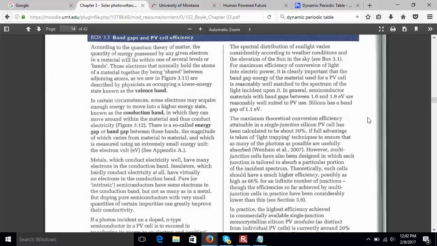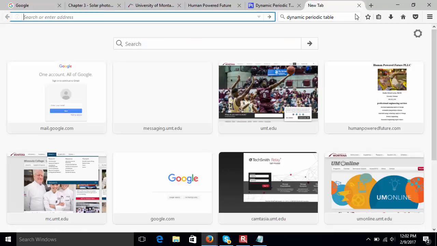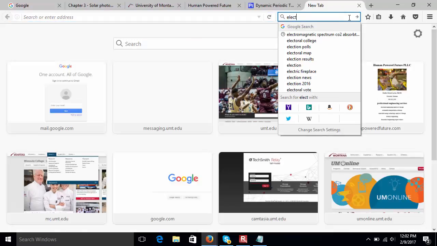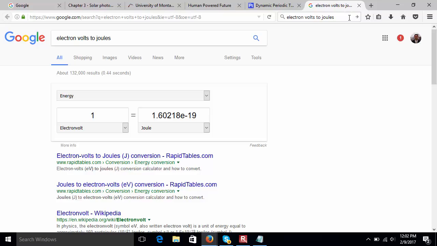Another thing worth noting is that there's a new energy unit to keep in mind. It's called the electron volt, and there's a conversion between the electron volt and the joule. If memory serves me correctly, I think there are 10 to the 19th electron volts in a joule. Let's look it up really quick. Electron volts to joules. 10 to the 19th.